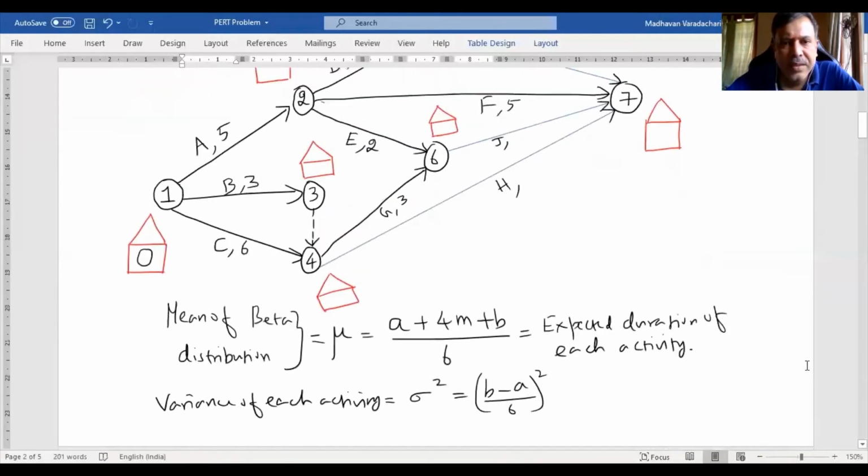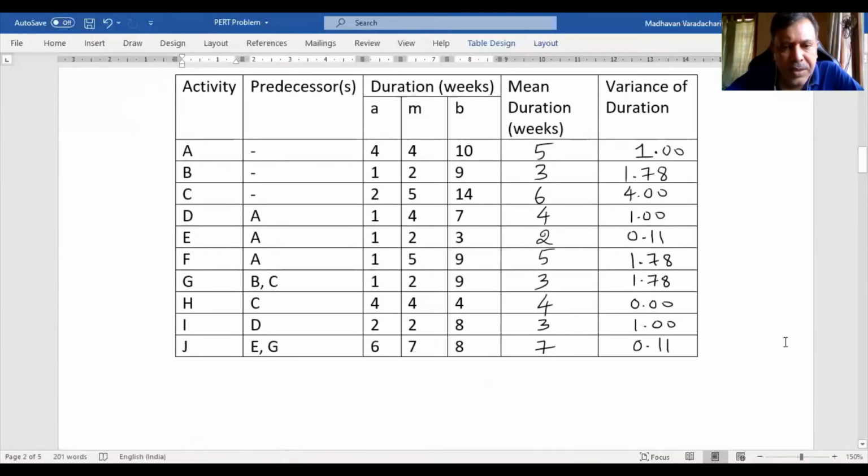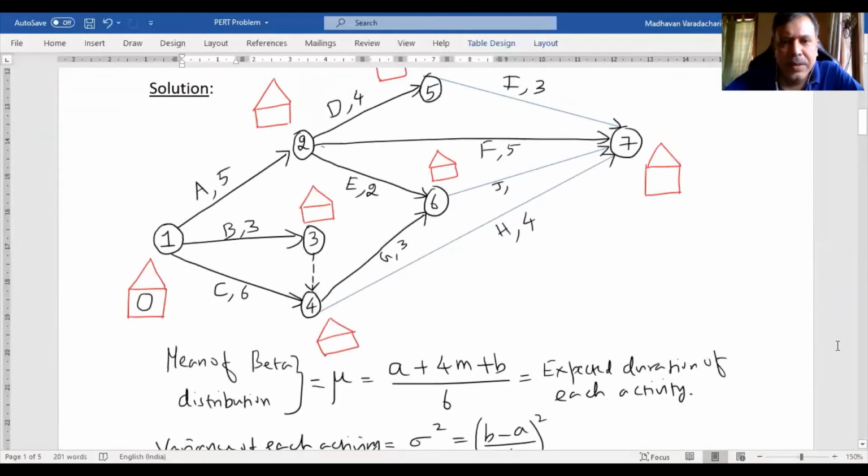H is 4, I is 3. Then the last activity, activity J, is going to take 7 weeks on an average. Sorry, I should have done this before.